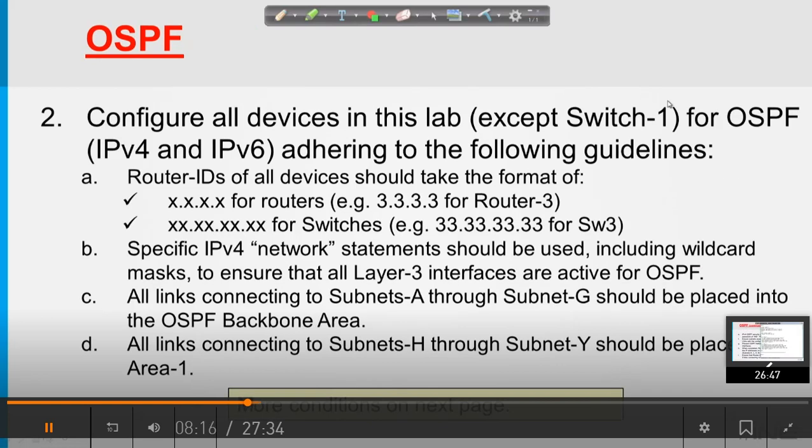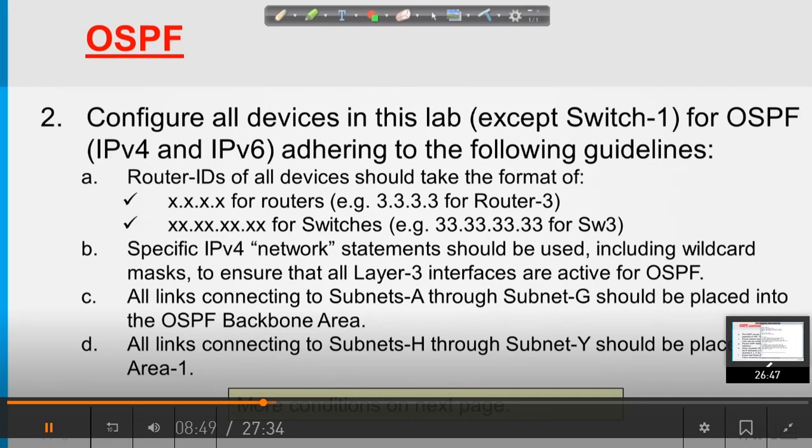Now let's go into OSPF. Configure all devices in this lab except switch 1 for OSPF for v4 and v6, adhering to the following guidelines. There are actually several sets of guidelines here, so as I go through this, I would recommend you take a screenshot of this so that when I go into the next page that has more guidelines, you can still remember this initial set. So router ID is basically going to be the same thing as what we did with EIGRP. We're going to use, once again, specific network statements. Okay, we got that.